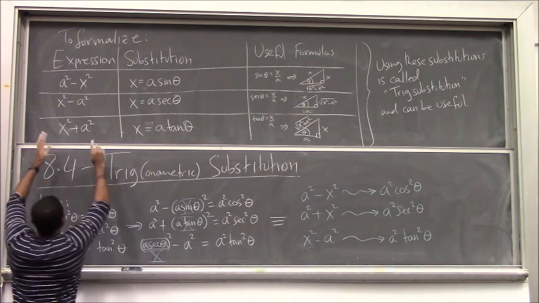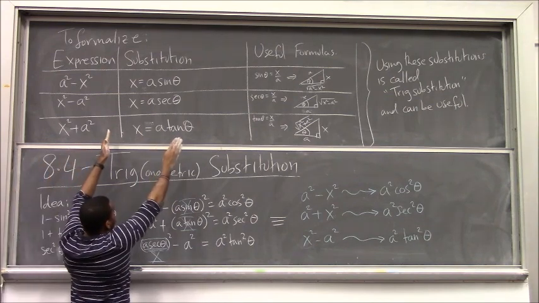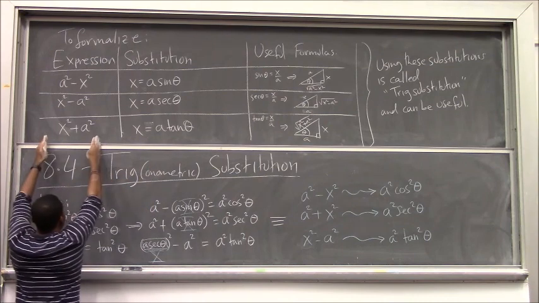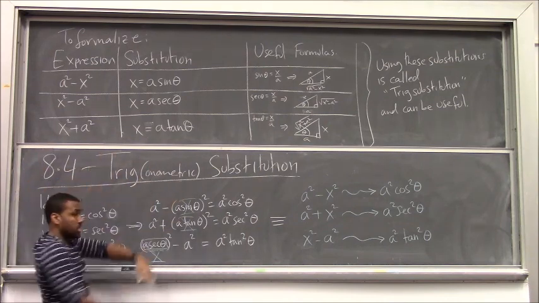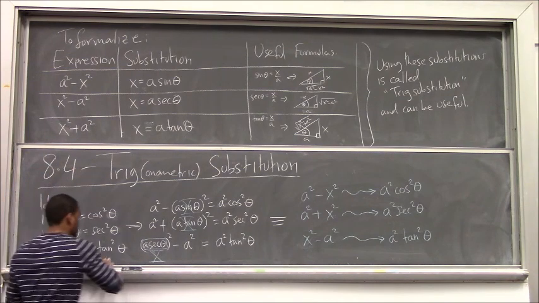two. You should now have an equivalence in your mind between a squared minus x squared and x equals a sine theta, and x squared minus a squared and x equals a secant theta, and x squared plus a squared and x equals a tangent theta. These should be equivalent. So you should have these connections memorized. Okay?